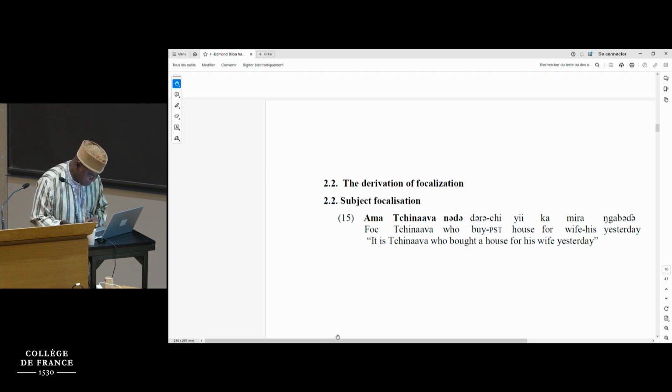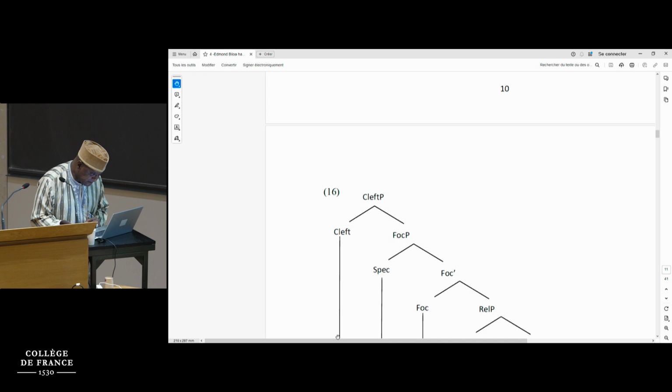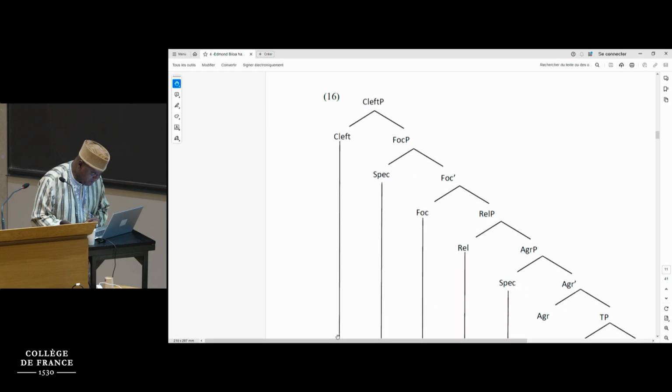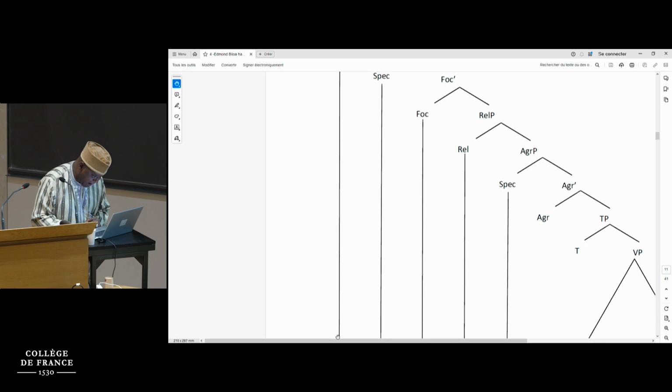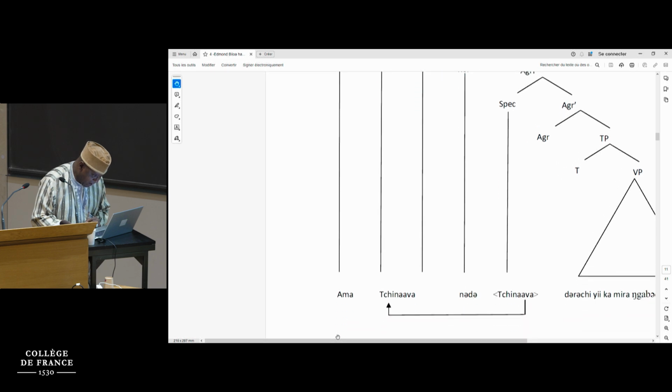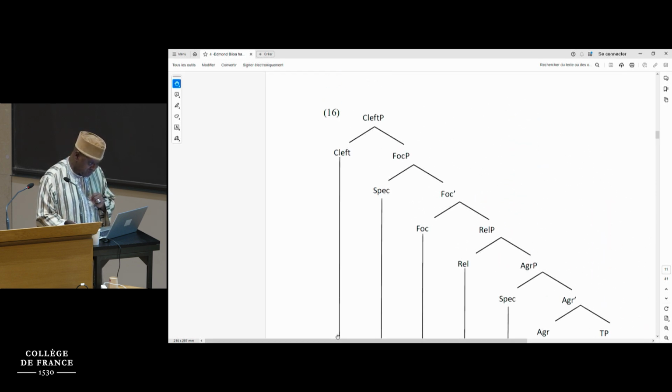That is why you see that on 16 there, the head of cleft phrase is occupied by ama. And Chinava, which is the subject, is focalized. It moves from the specifier position of agreement phrase to the specifier position of the focus phrase.